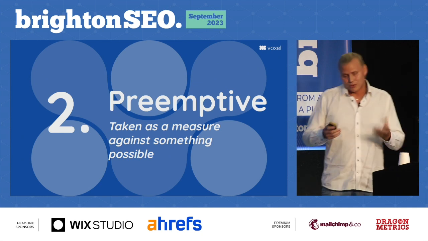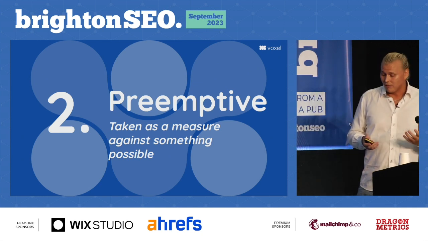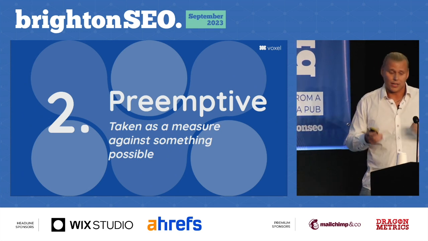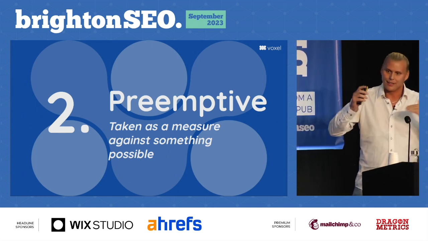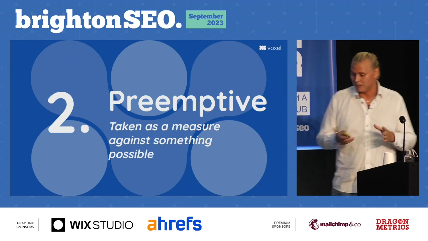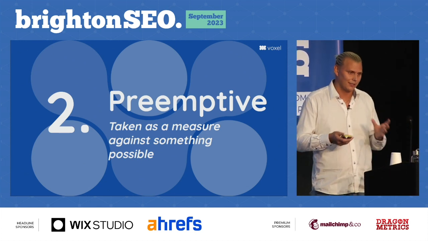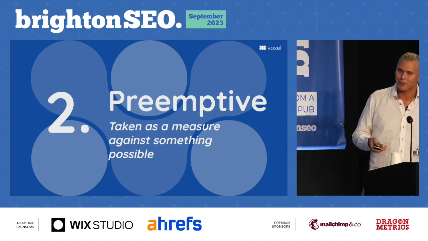That's two ways for the reactive workflow, and you can add multiple streams here as well, include other APIs in your crawls to get the level of detail that you want. But it's a part of the strategy. The other one is the preemptive part, and this is essentially taken as a measure against something possible.